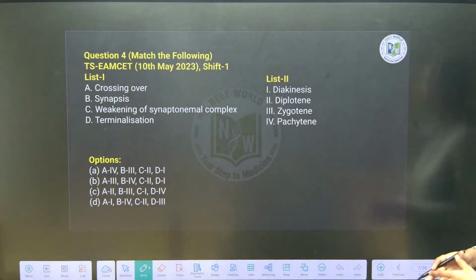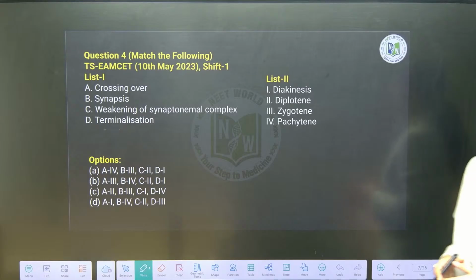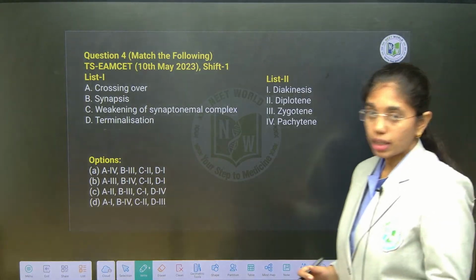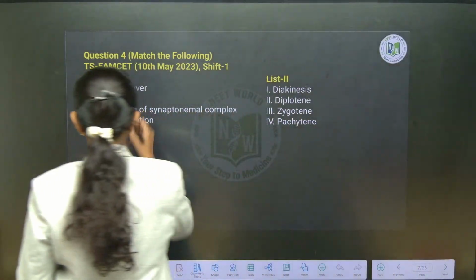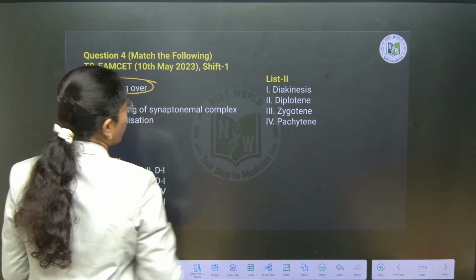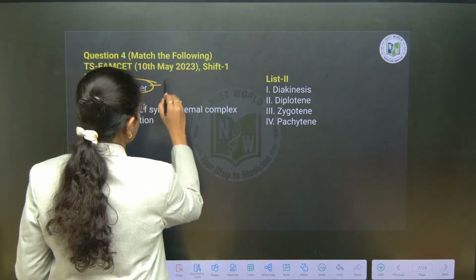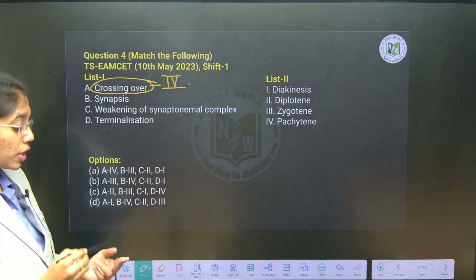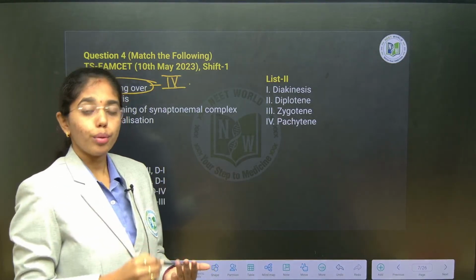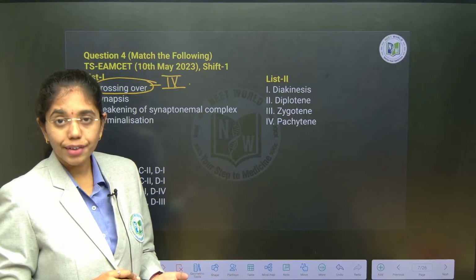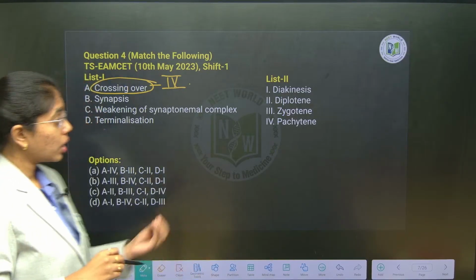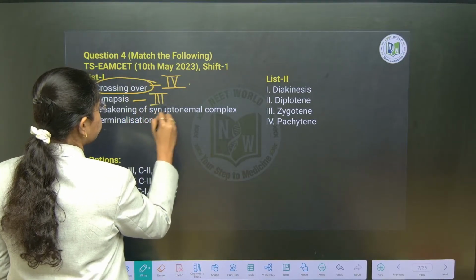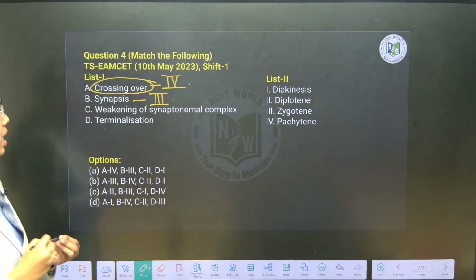Here we go with a match the following type of question. Observe clearly the events and the phases. Crossing over or recombination will occur at which phase? Crossing over or recombination occurs at the pachytene stage. So A will be 4. Synapsis, formation of synaptonemal complex, homologous chromosomes, bivalent or occurrence of tetrad is observed in zygotene, that is option 3.